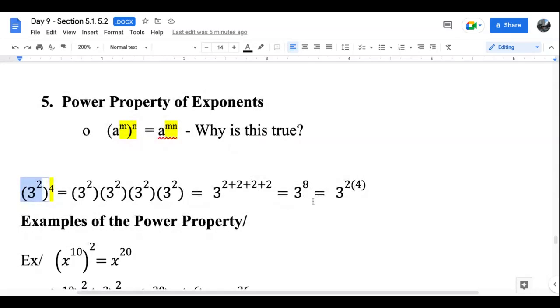Okay, so this equals 3 raised by 2 times 4, which is 3 raised by 8, right? Because 3 squared raised by 4 means 3 squared multiplied by itself 4 times. That means 3 raised by 4 2's adding together. So it's 3 to the 8th.